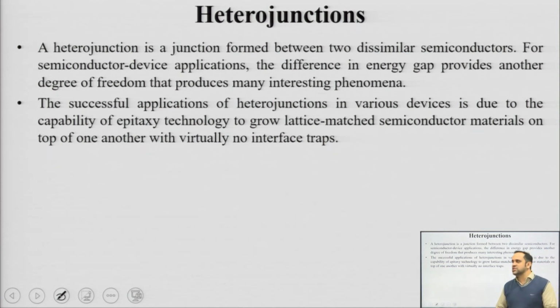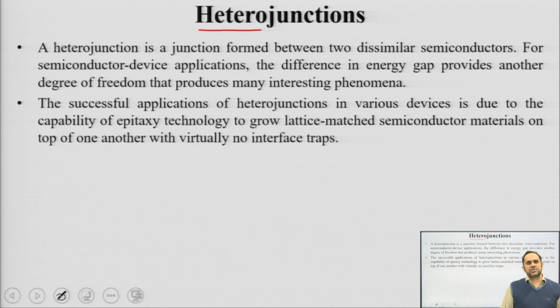Okay. Heterojunction. When we use the word hetero, we are talking about two entities or two materials which are not similar to each other. So, for semiconductor device application, this difference in energy gap provides another degree of freedom that produces a lot of interesting properties. Okay. If you make a junction between two similar semiconductors, it is known as a homojunction, but if you are joining two semiconductors which will have different energy band gap, and different phonon, optical and thermal properties, that sort of arrangement is known as a heterojunction.